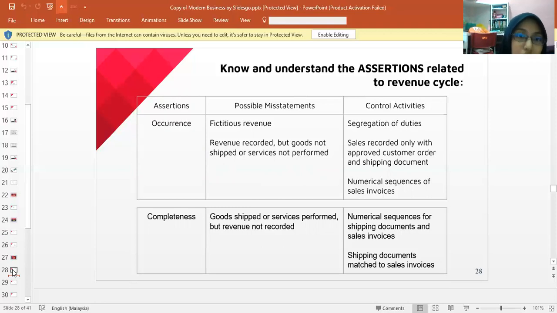Next will be the completeness assertion. The completeness assertion is to ensure that goods shipped or services performed are recorded. The possible misstatement is that goods shipped or services performed but revenue is not recorded. So to control it, numerical sequences for shipping documents and sales invoices would ensure that it is avoided, as would matching the shipping documents with sales invoices.